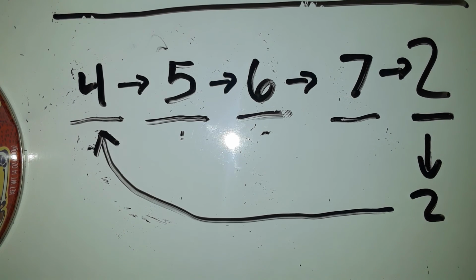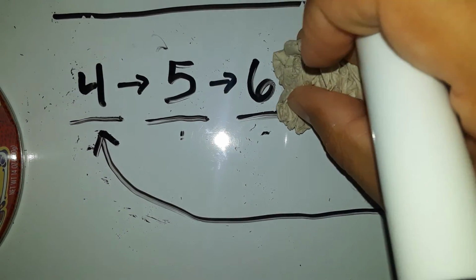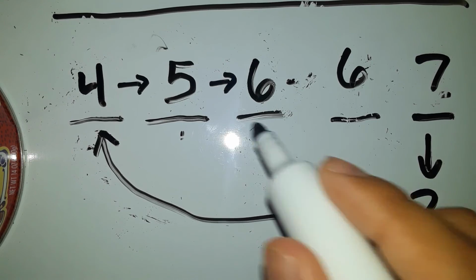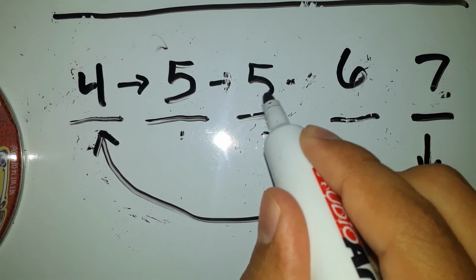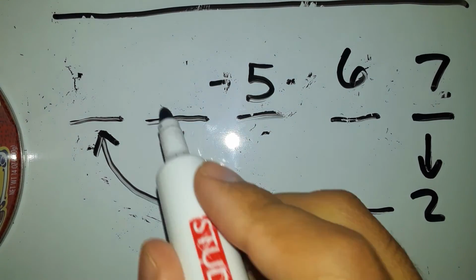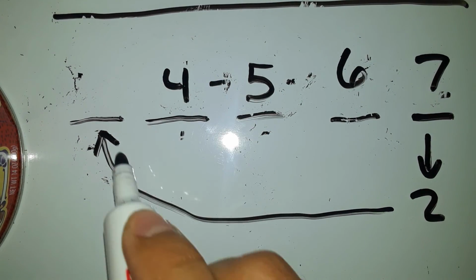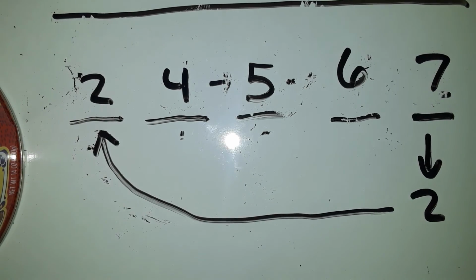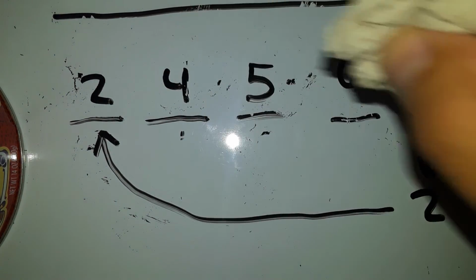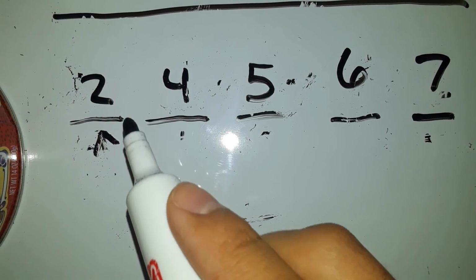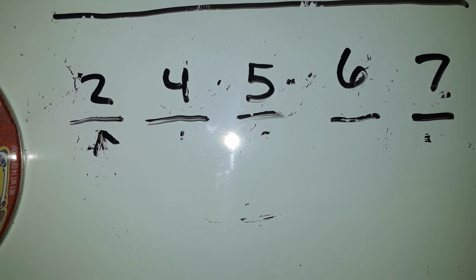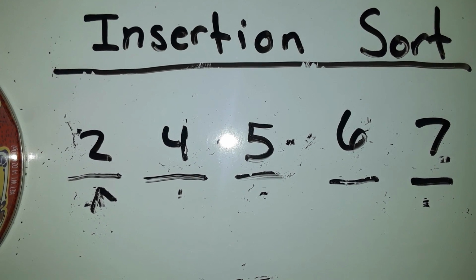So the 7 is going to go here. The 6 is going to go here. The 5 is going to go here. The 4 is going to go here. And of course, the 2 is going to be shifted into this location here. Now we've hit the end of the array, so we can look, and our array is indeed sorted: 2, 4, 5, 6, 7. And again, this is how the insertion sort works.